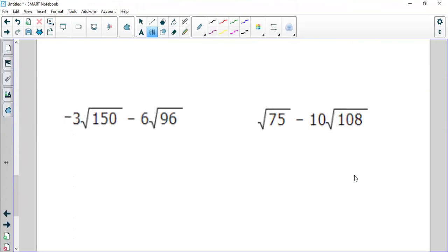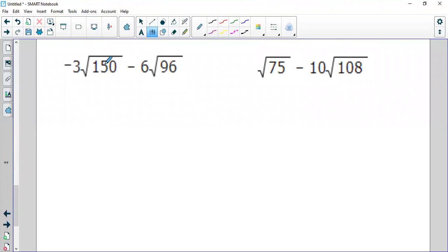Well, what if you have to simplify both radicals? 150 is not a perfect square, and I see some perfect square in it. 96 is a little harder, so I'm going to pick the one that's easier to work with. 150. 150 I know is 25 times 6. And that 25 is going to come out and become 5 times the negative 3 is negative 15 radical 6. And the reason that is really helpful is because now I know I'm trying to make a radical 6.